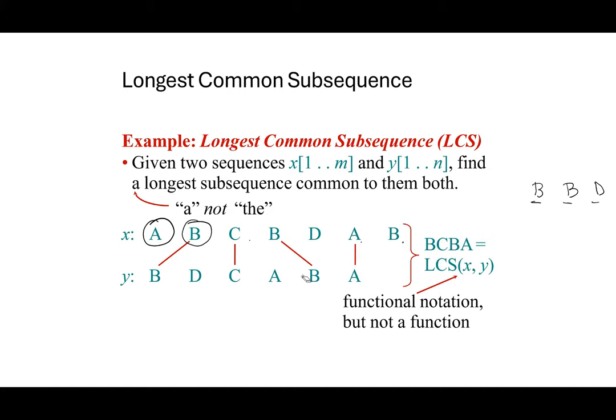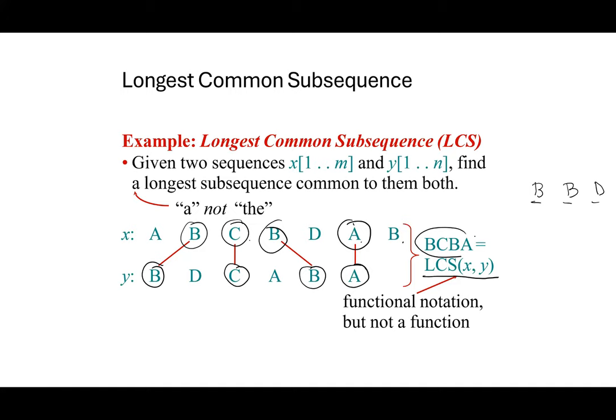By these red marks, you can see B, C, B, A. This is a sequence, right? And this same sequence is also here, B, C, B, A. And this is the longest common sequence between these two, right? So we have to find the longest common sequence between X and Y, and that is B, C, B, A. So how can we solve this problem? Now let's try a naive way to solve this.